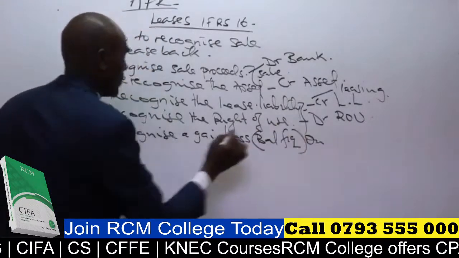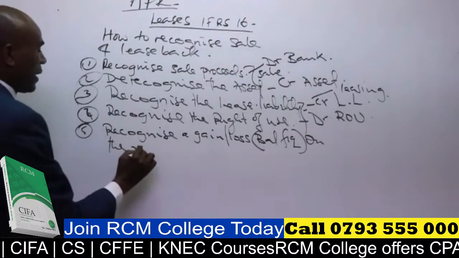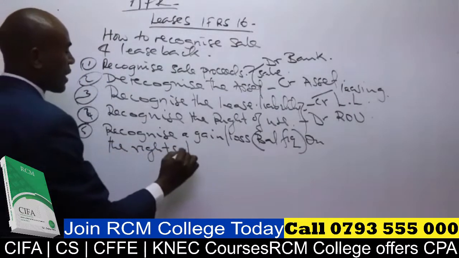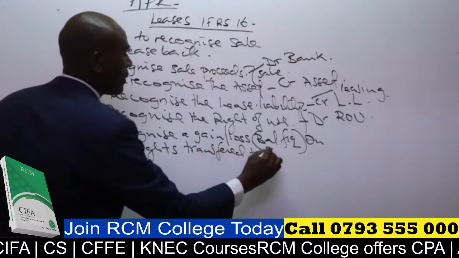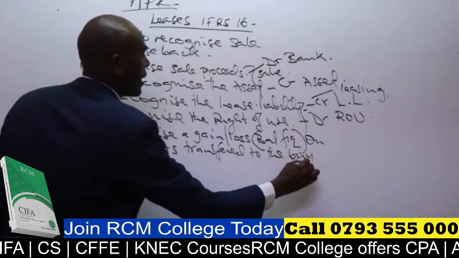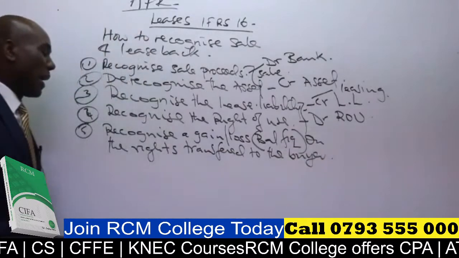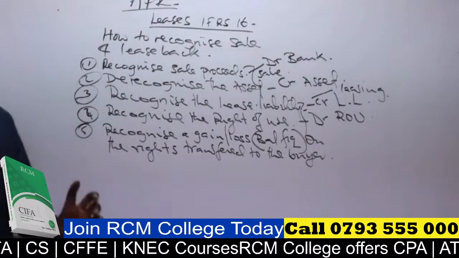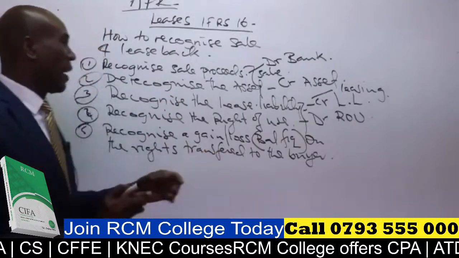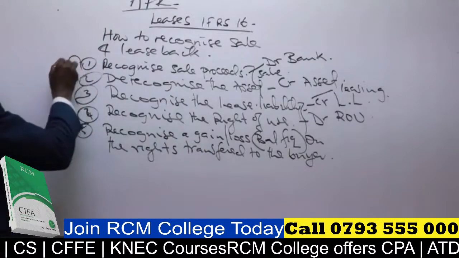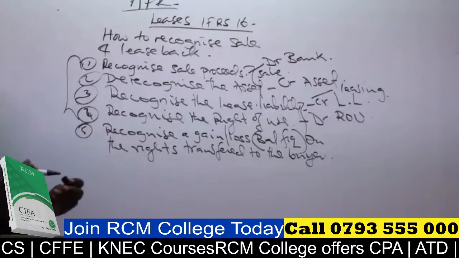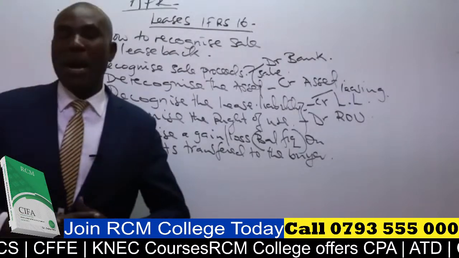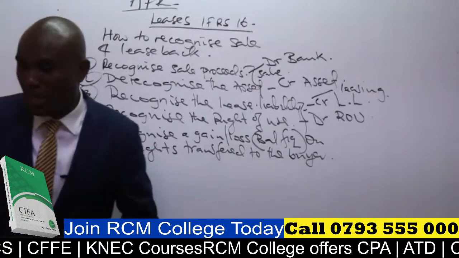Recognize a gain or loss as a balancing figure on the rights transferred to the buyer. Where are we getting the balancing figure? From these four transactions, the balancing figure on the rights transferred to the buyer. Let me explain that statement as we move on.